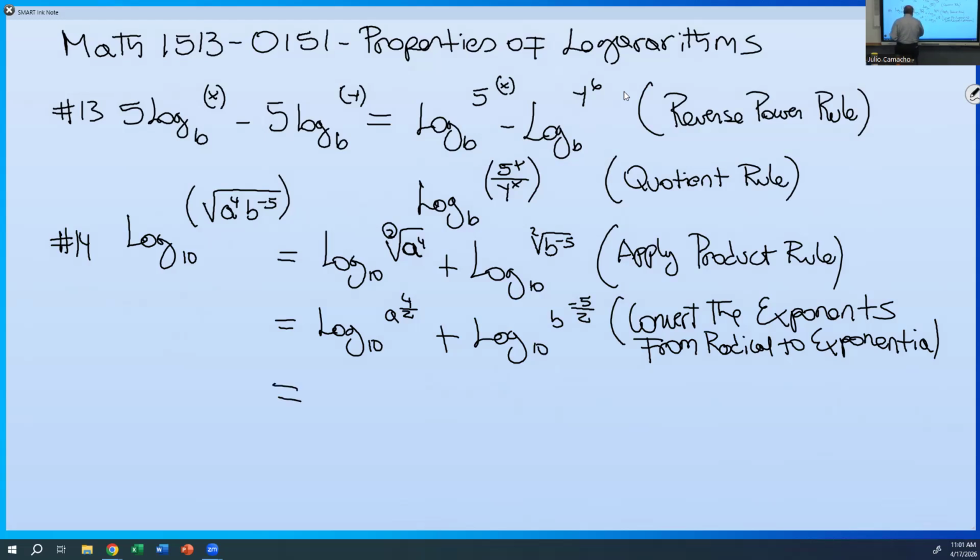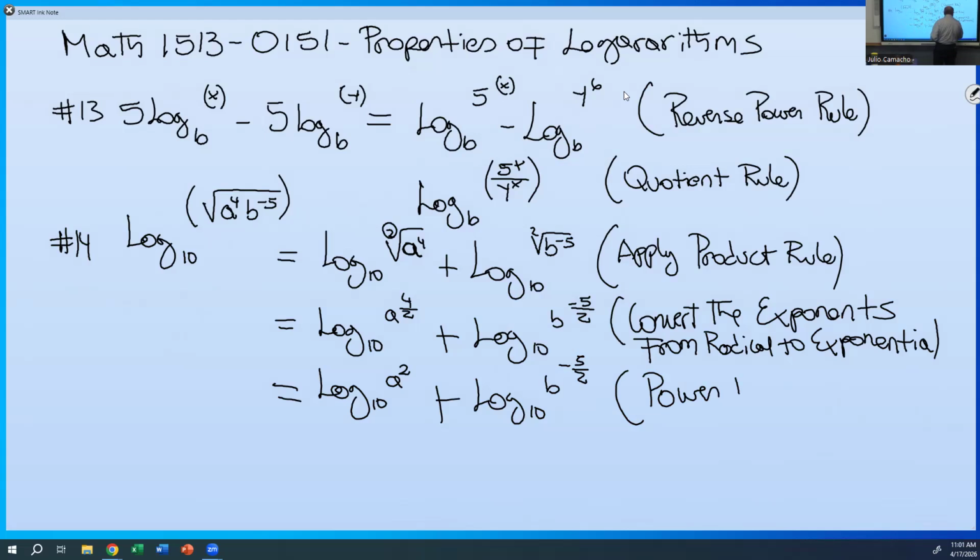let's rewrite that to be the log 10 of a. 4 divided by 2 is 2, so a to the second power. And the other one we keep the same: it will be the log 10 of b to the negative 5 over 2. Now, I will use the power rule to move these exponents of the exponent to the front of the logarithmic expression. We use the power rule, and these two go to the front.